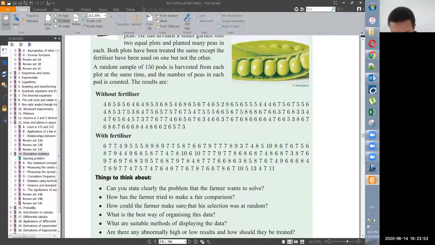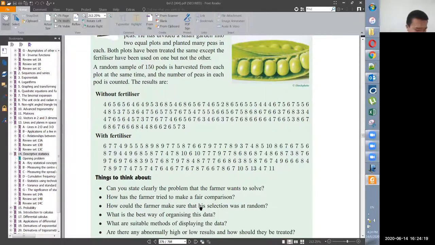So I would say it's a pretty fair comparison. So how could the farmer make sure that his selection was at random? To ensure randomness, you don't pick a certain area of a plot of land. You just randomly pick from the front, the middle and the back. So that ensures randomness.